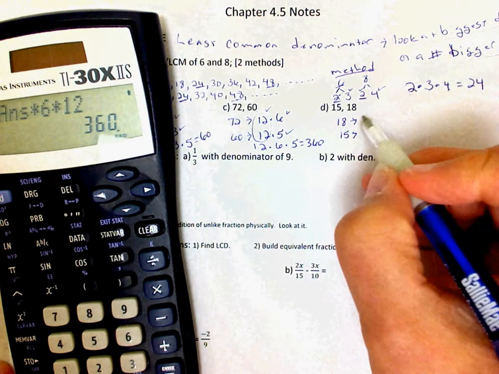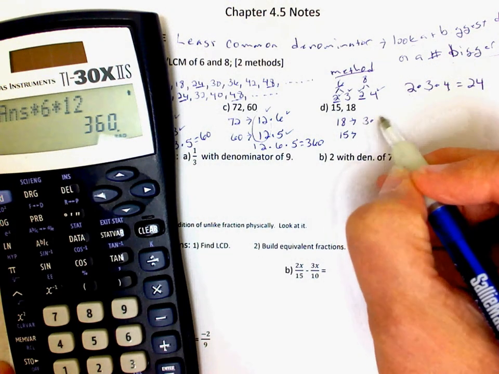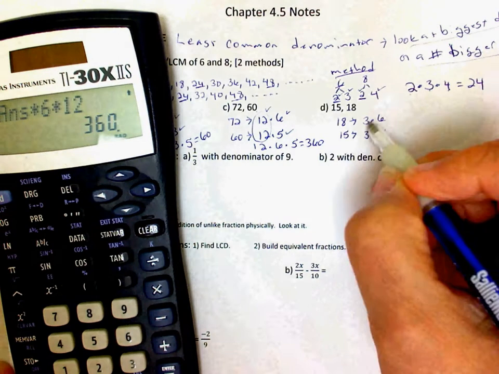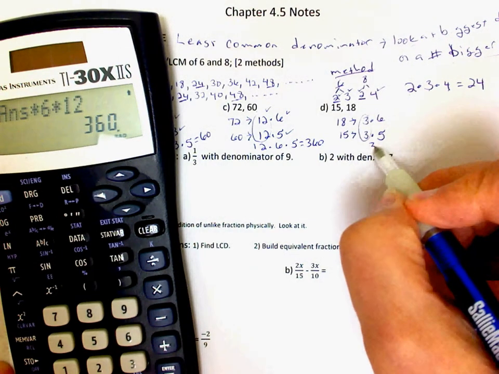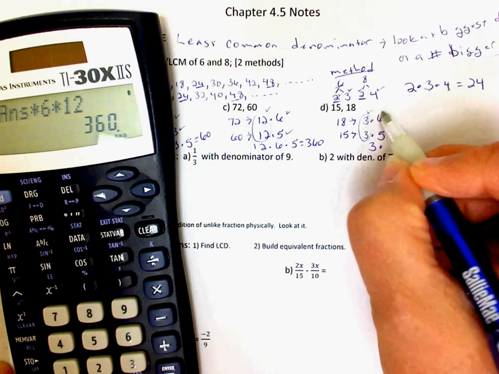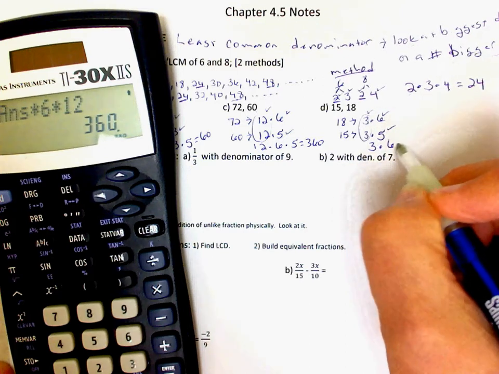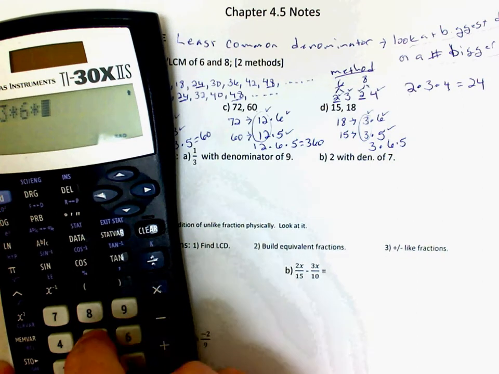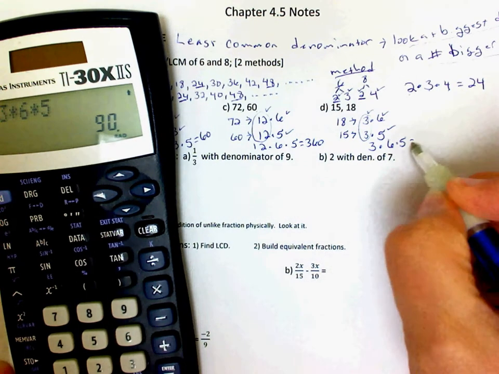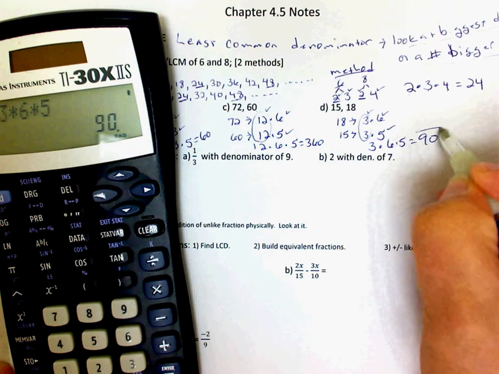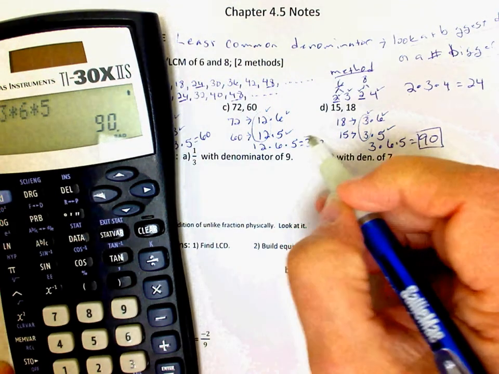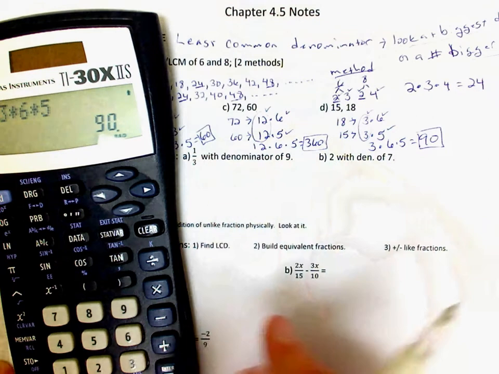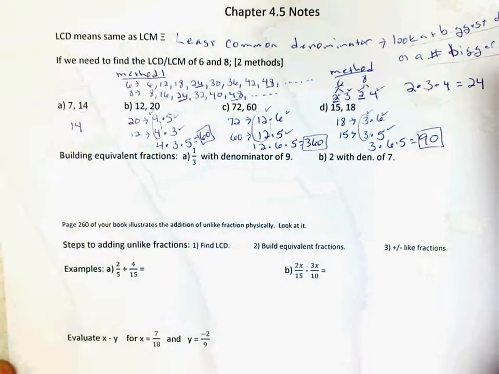Now with 15 and 18, and I tend to put the bigger number on top, I know that 3 goes into 18 6 times, 3 goes into 15 5 times. Here's our repeated factor, so 3 times 6 times 5 gives us 90. Now, these are some ugly problems, and if you didn't get it, make sure to ask.